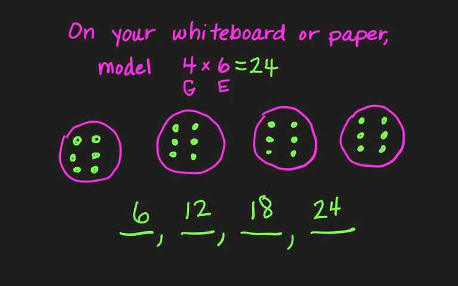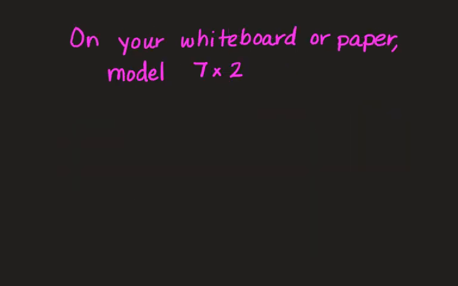Okay, erase your whiteboard or get a new sheet of paper. Now let's model 7 times 2. So our G, our groups, is 7, and there's going to be 2 in each group. So let's draw 7 circles. Pause and do that now.